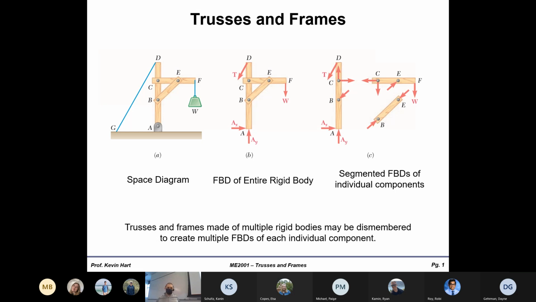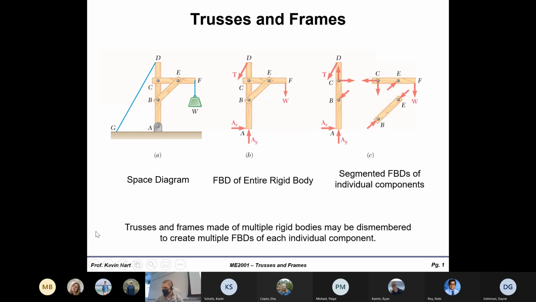And we've talked a little bit about trusses already. The example problem we were just working on was an example of a truss in space and all the reactions that were holding that truss in place. But now we're going to dive a little bit deeper on trusses and later on frames, which are similar. The idea here is that if you have some structure that's made up of many, many members, like a truss, each one of those members can be analyzed individually with its own free body diagram.